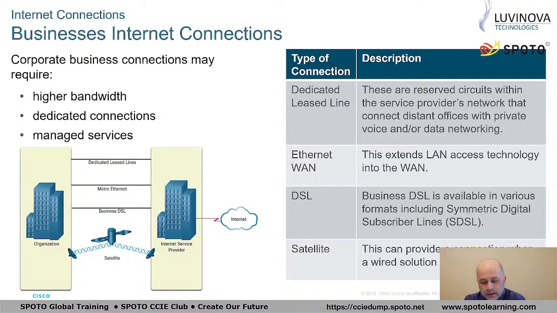Ethernet: this extends your current LAN access technology into a WAN, wide area network. DSL: business DSL is available in various formats, including symmetric digital subscriber line.